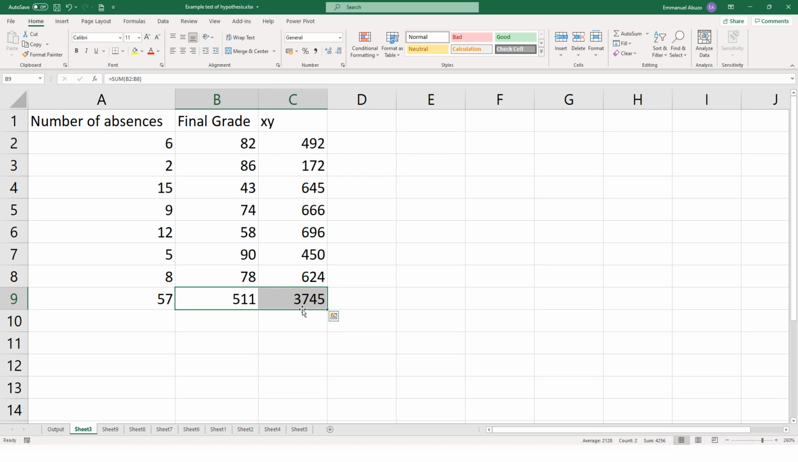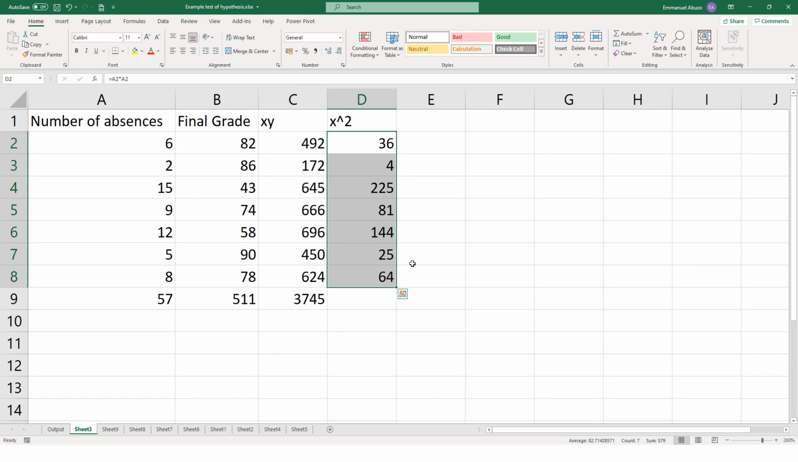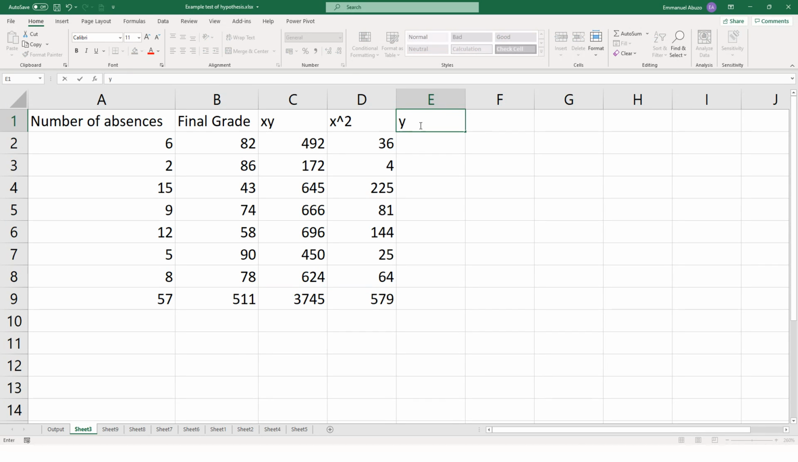And then we also have the square of our x. So our x is number of absences. So this would be our x squared. So what we have is that we are going to multiply this number by itself. Okay, then highlight, and then add those numbers. And then we also have the square of our y. So y squared.